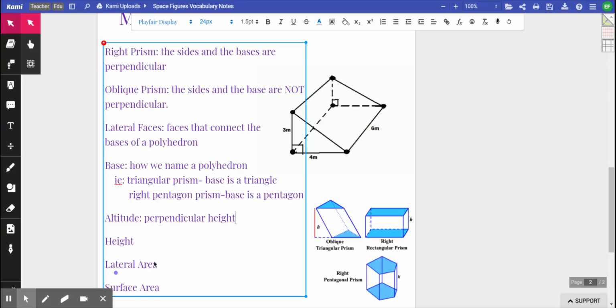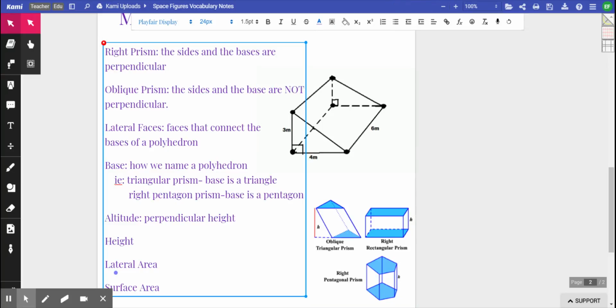Right, so if we see here on this oblique prism, our altitude is going to be this red line here. It has to be perpendicular to whatever the base is. So if it's an oblique prism, the height or the altitude is going to be outside of the shape. Versus if we're looking at, say, this right rectangular prism here, that height is labeled h. It's straight up and down. Same idea, the height is labeled here, or altitude.